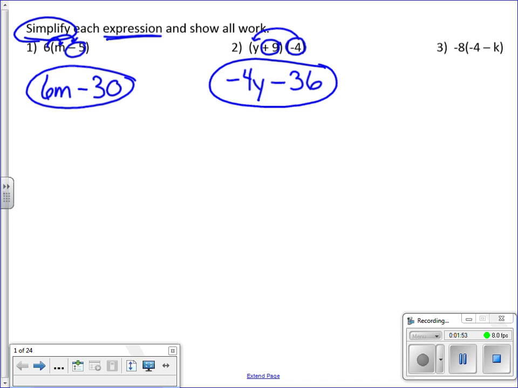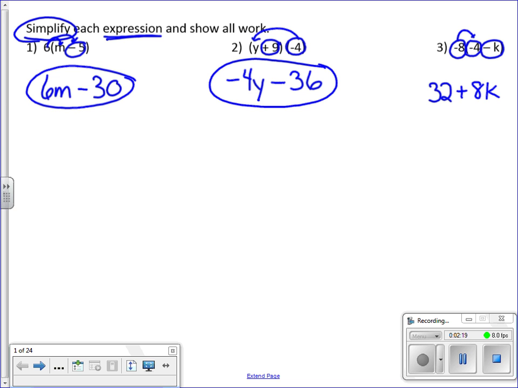Here, same thing. I'm distributing. But it's a negative 8 times a negative 4. Okay, that's a negative times a negative, which is a positive. So 4 times 8 is 32. And again, I have a negative times a negative, which again is a positive. So it's going to be a positive 8k.